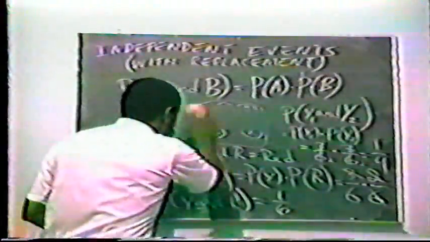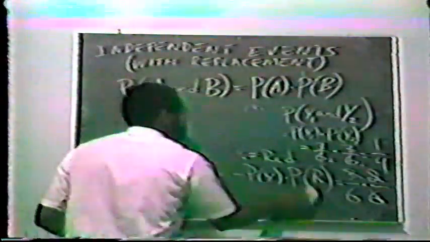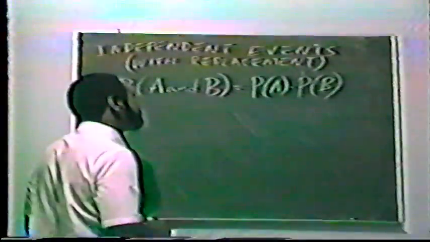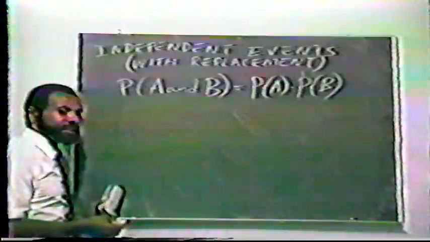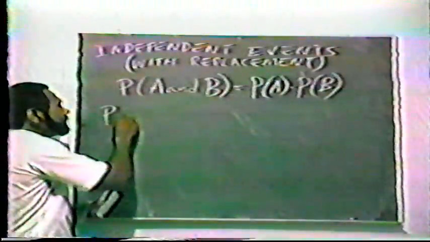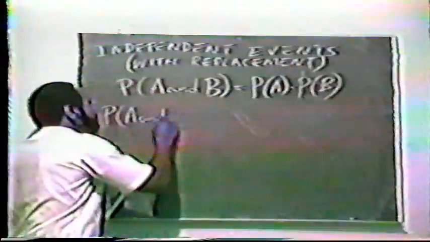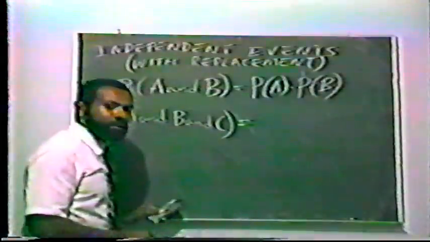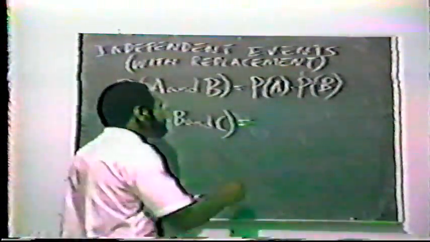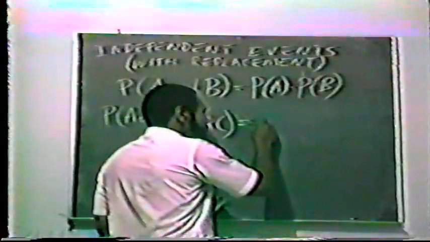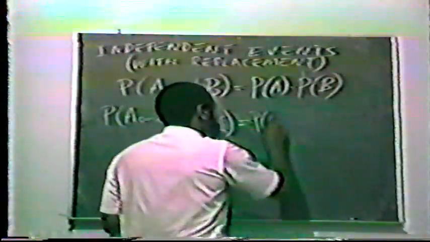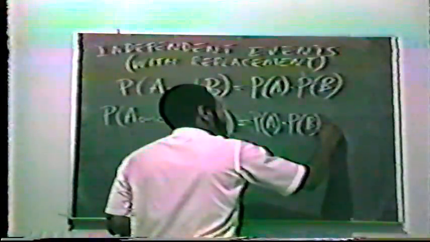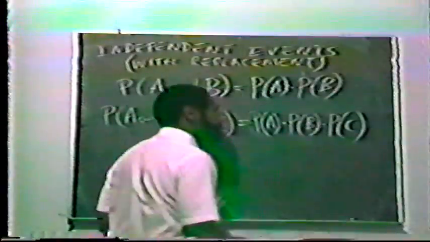Now, this formula can be extended to include any number of events. If we have 3 events, for example, the probability of A and B and C, and the events are independent events, then that probability would be equal to the simple probability of A times the simple probability of B times the simple probability of C.